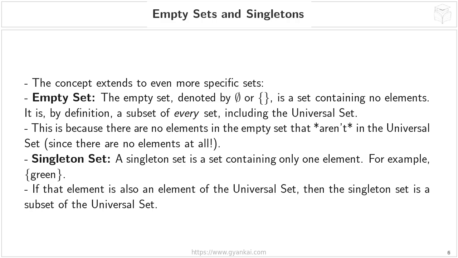If the element is present in the universal set, then yes, the singleton set is a subset. If it isn't, then it's not. We'll see this illustrated with more examples on the next slide, but it's important to remember this condition. Just having one element isn't enough to guarantee it's a subset. That element must also be within the boundaries of our universal set.